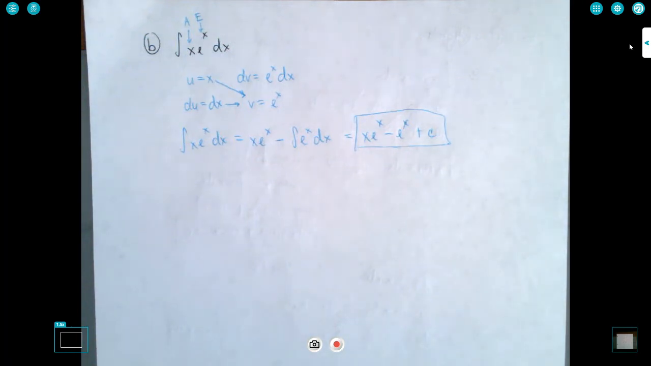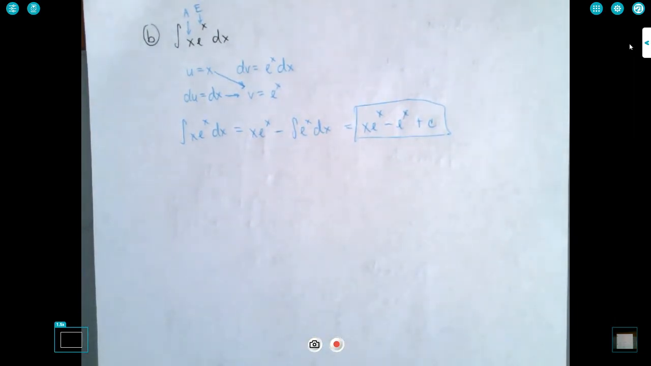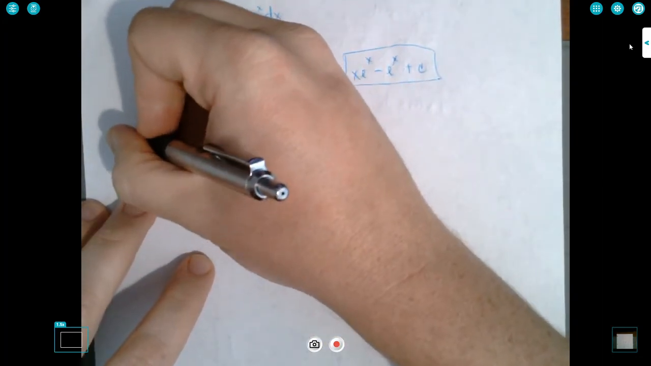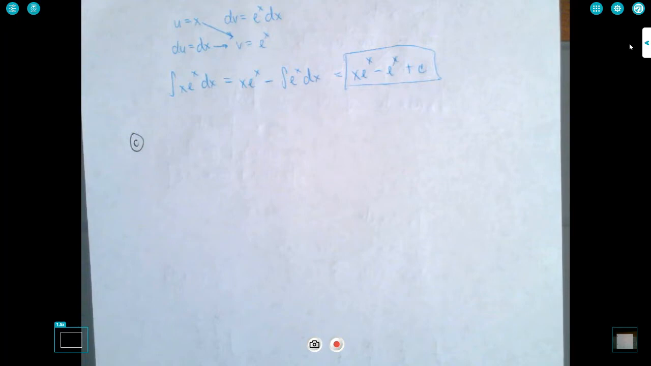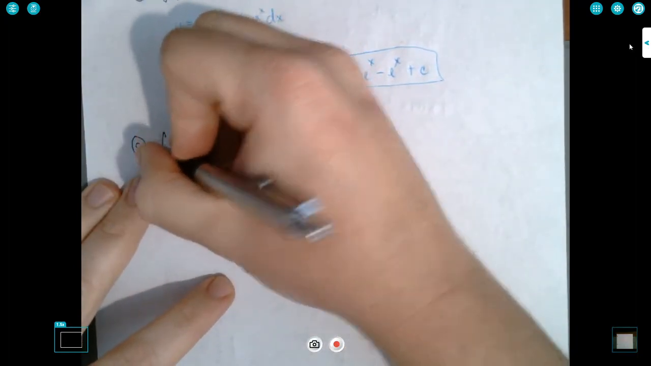LIATE will tell you what function to let u be, right? It's the one that comes first in the acronym LIATE. Again, that's just a general rule of thumb. You could run into a situation where you have a trig function times a trig function, and then LIATE isn't helpful, because they're both the same type of function.